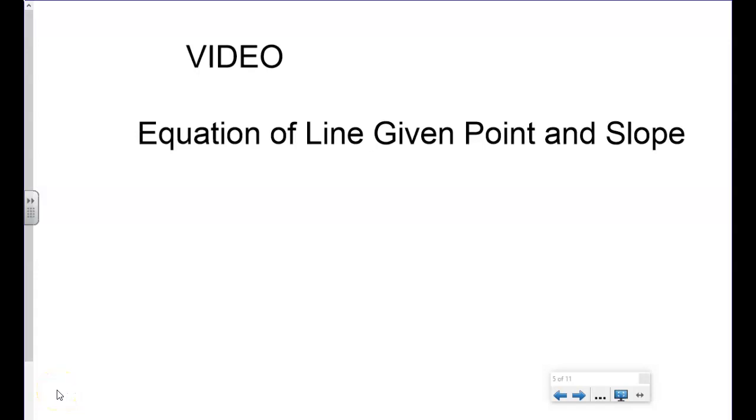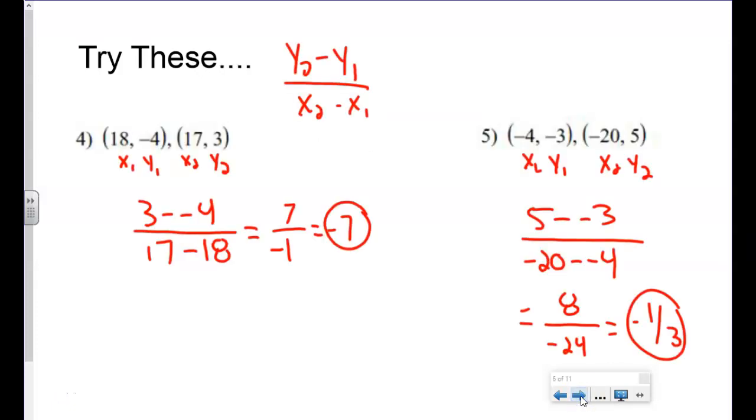All right, guys, this is your second one, just talking about the idea of finding the equation of a line given a point and a slope. For the last two, that's what you should hopefully have gotten for 4 and 5. You should have gotten -7 for number 4, and then number 5, you should have gotten it to be -1/3.